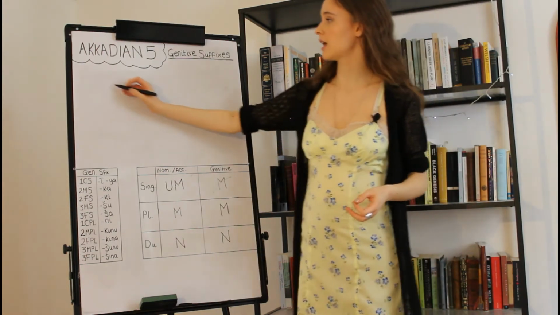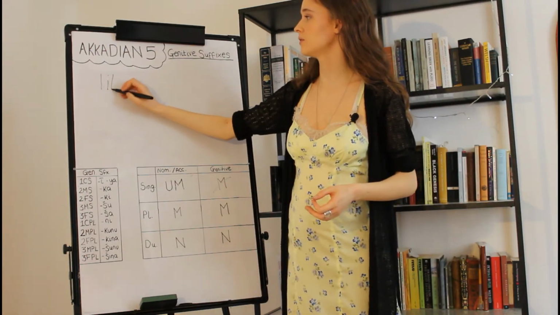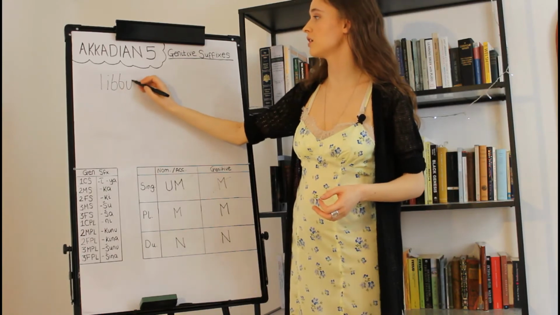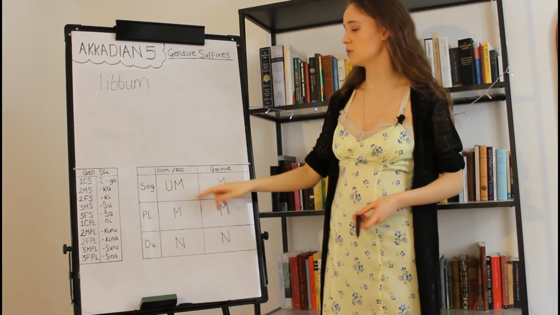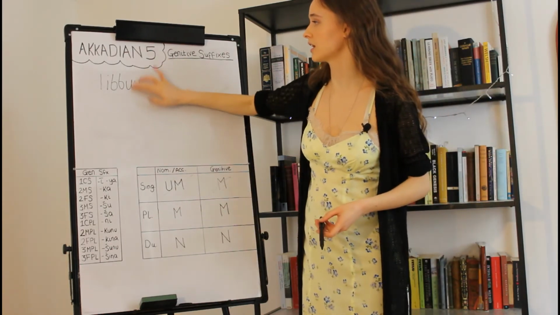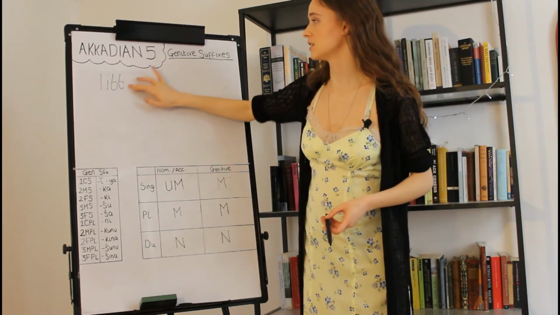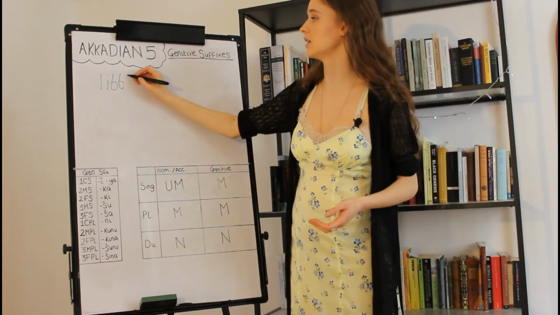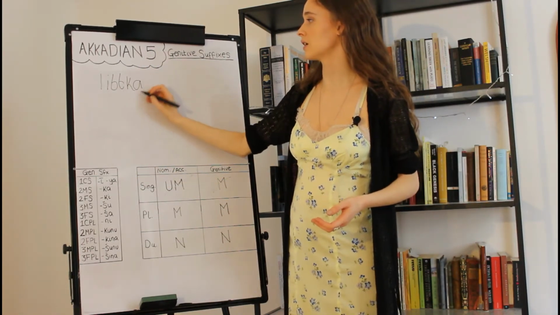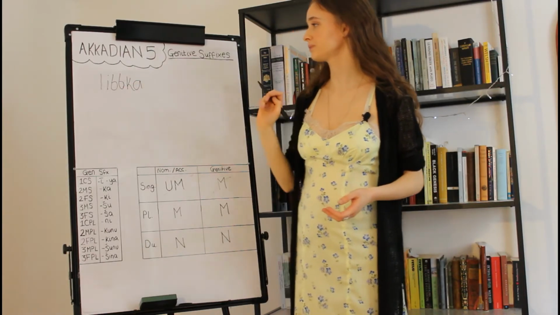So if we take a nominative singular noun, like libum, this is the noun for heart, and we wanted to say something like your heart, according to our table, we would get rid of our mimation and our case vowel. So we're left with just the stem, lib, and we would add, say, a second masculine singular possessive suffix, libka. Now this should mean your heart.